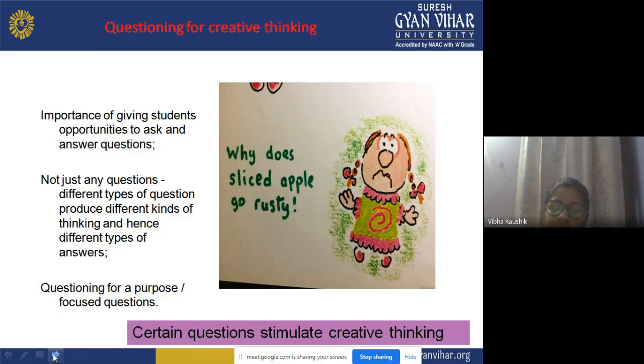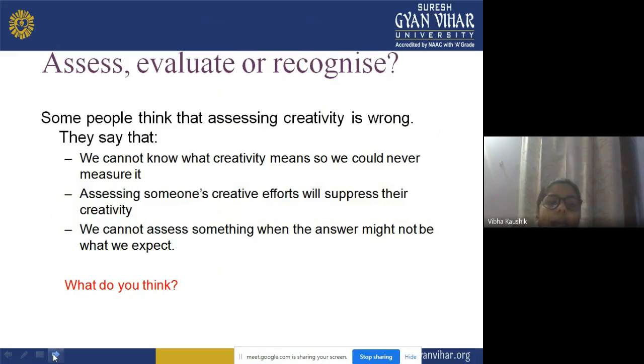Now, assess, evaluate, or recognize. How can these things be done when we are talking about creativity, when we are trying to implement creativity in the curriculum? Some people think that assessing creativity is wrong. Now, what is that? Evaluating and measuring creativity is wrong.